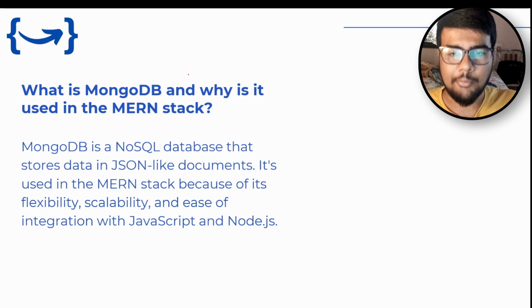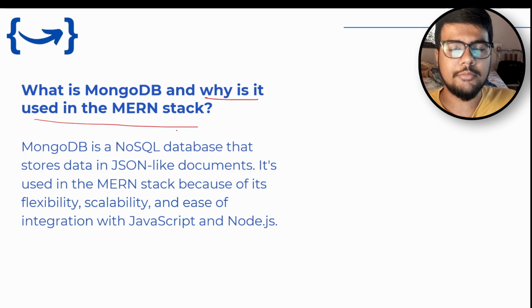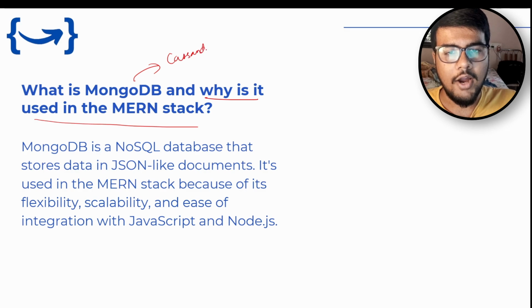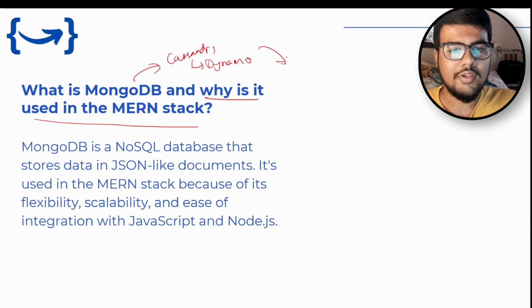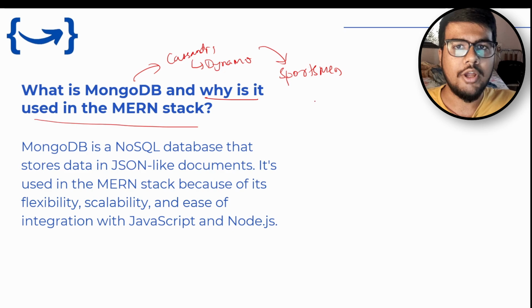Now, what is MongoDB and why is it used in MERN Stack? The follow-up question would be, why haven't you used Cassandra? Why haven't you used DynamoDB? Okay, because I always tell this example. If you are a sportsman or you have played sports in your childhood, when you want to buy a bat or, let's say, a tennis racket, you might compare in the sports shop. When you go and buy something, you usually compare with the other stuff.